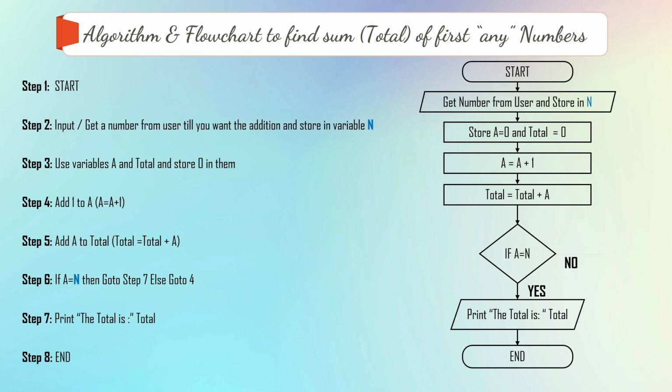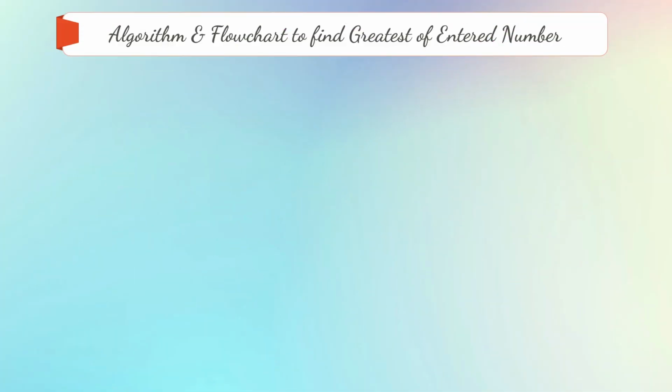So this is a very interesting algorithm and flowchart to find the sum or total of the first any numbers. Now let us look at the last algorithm and flowchart, that is to find the greatest of the entered numbers. What we are writing here is an algorithm and flowchart for a program which will find the greater of the numbers that the user enters. So we will ask the user for 5 numbers and out of those 5 numbers we will try to find out which is the greater number. We will write an algorithm first for that.